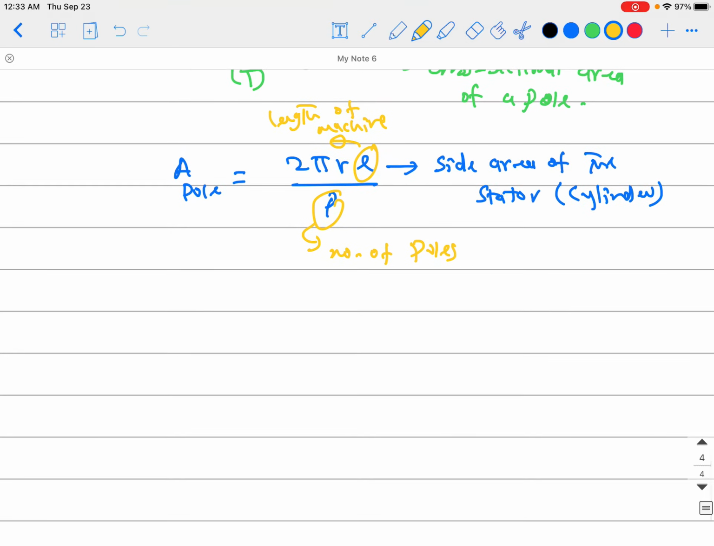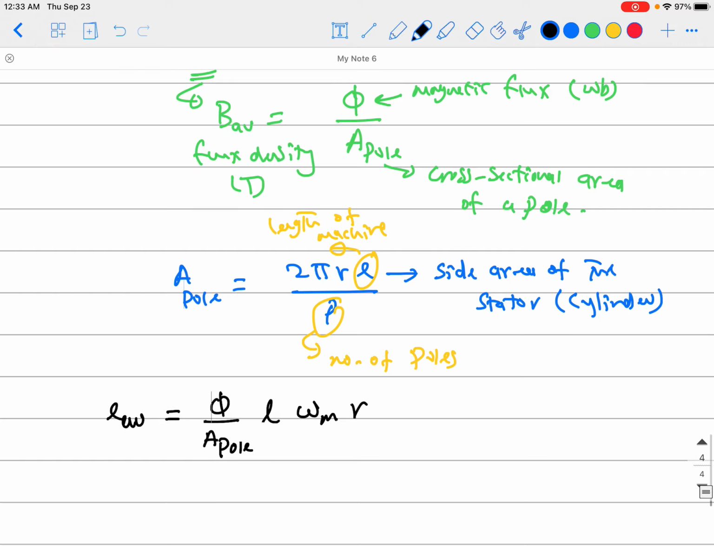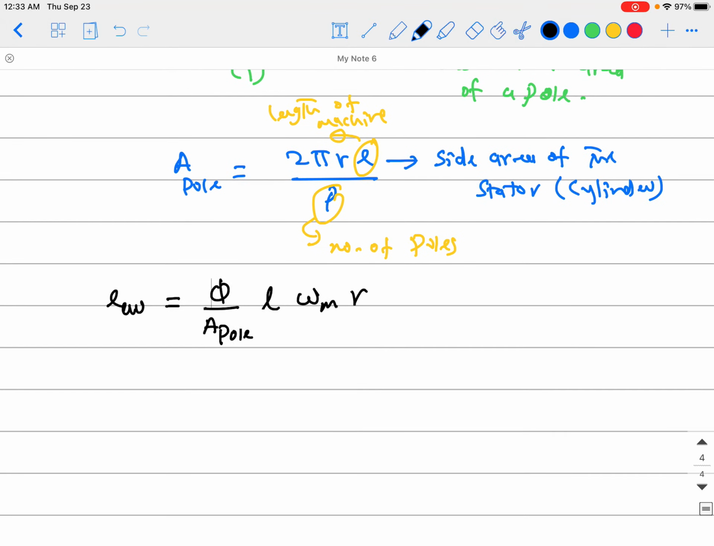Okay, guys, so easily now E average equals phi over A pole, which is B, multiplied by L omega m r, which is V. So I have substituted A pole, which is 2 pi RL divided by P, and just do the math. It will give you P over 2 pi, times phi, times omega m. And remember, that's for one conductor.